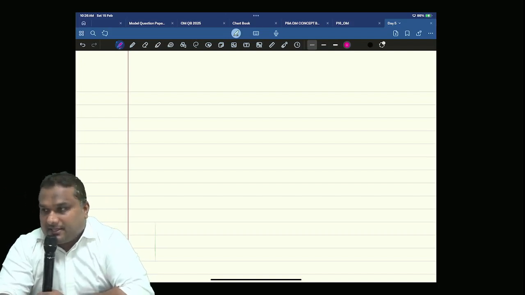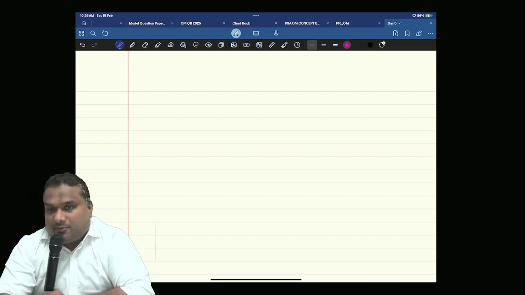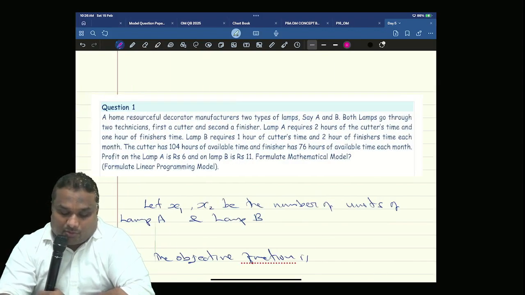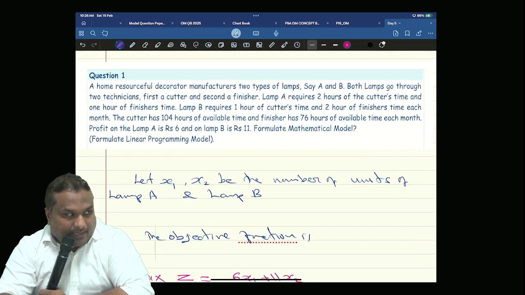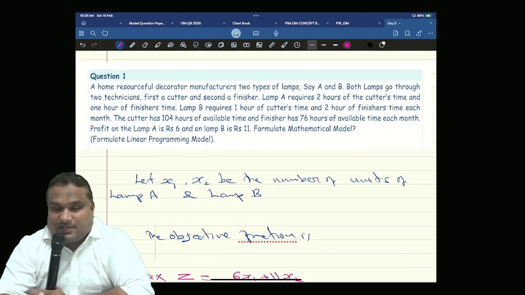Correct? Ready? Now tell me, how many products are we having? 2 products. What are the names of the products? Lamp A, Lamp B. Am I right? Now, what are the restrictions we are having? One is the cutter, the other one is the finisher.